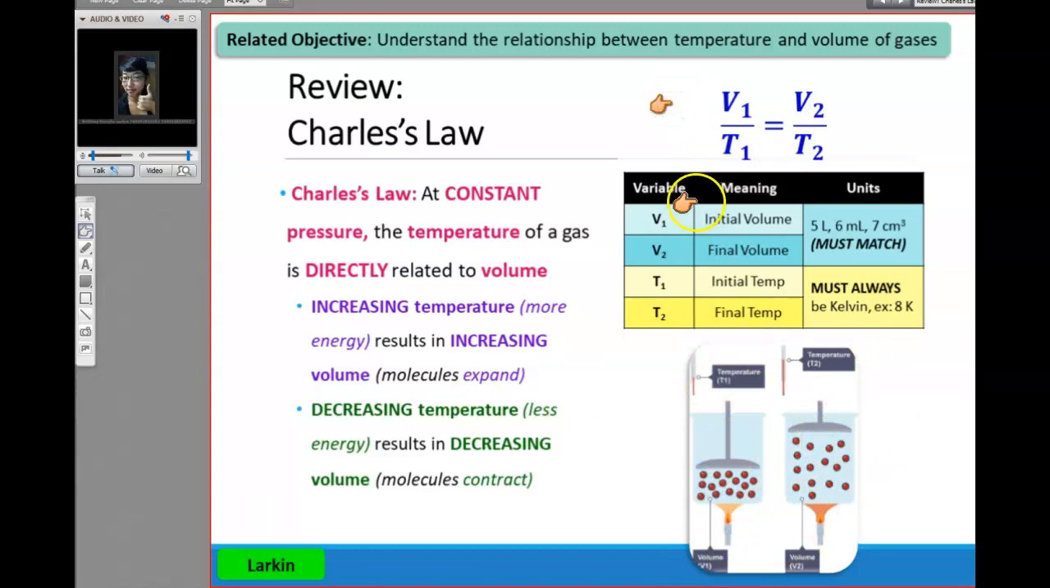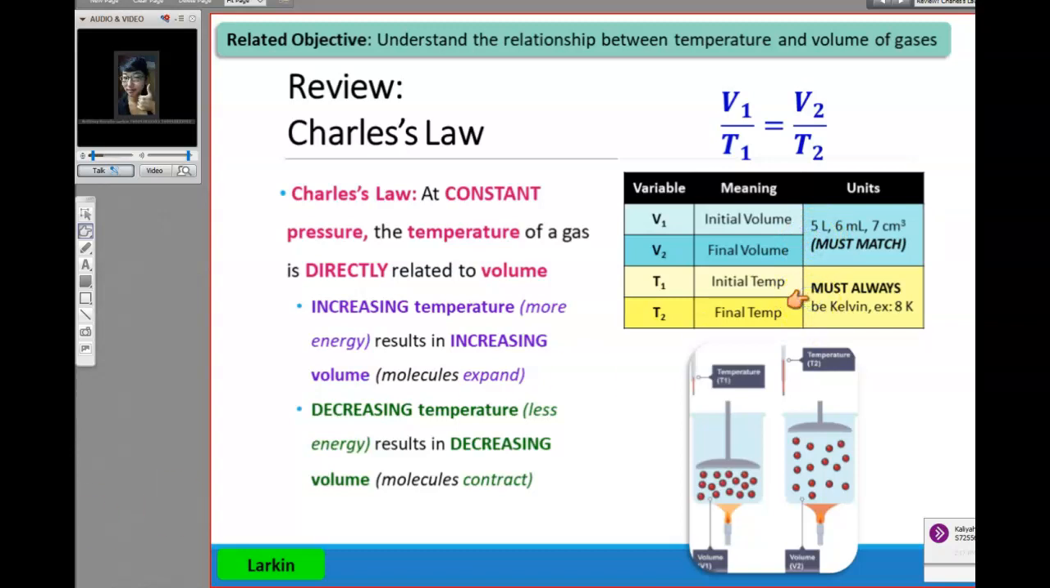Now, our equation for this is that the initial volume divided by the initial temperature is equal to the final volume divided by the final temperature, V1/T1 = V2/T2. And remember that the units for volume can be different. There are many different ways we can measure volume, as long as the initial volume and final volume have the same units. So the units need to match.